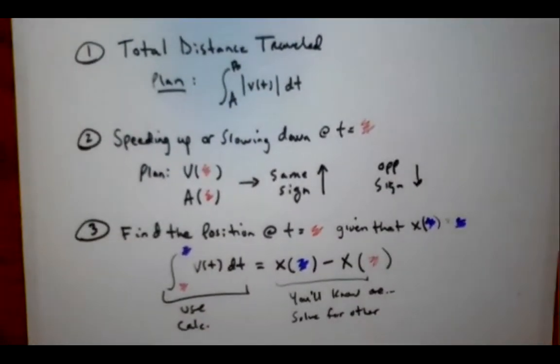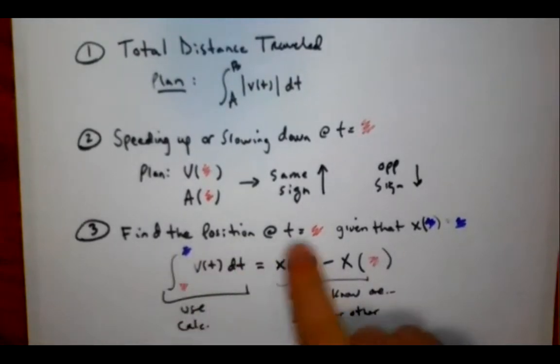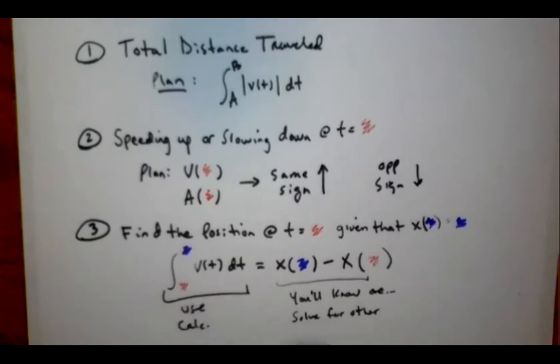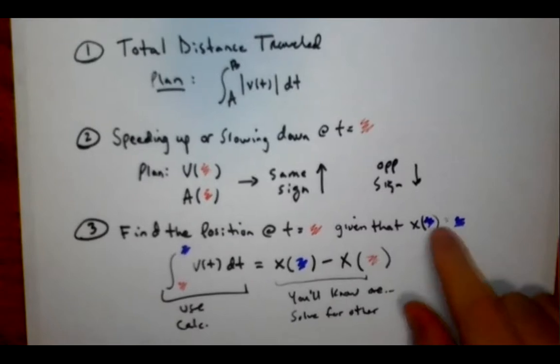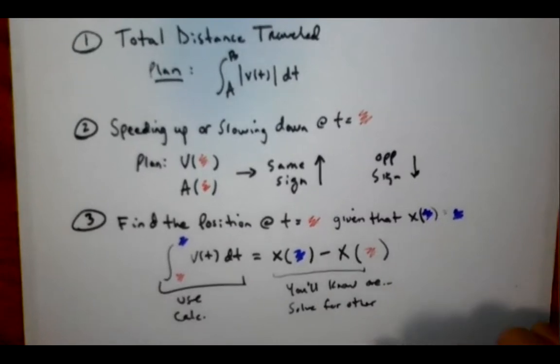Can you explain the part where you solve for the other one? Yeah, so it's going to say find the position at t equals the red bound, just for the sake of my explanation, given that usually this piece right here is up at the top of the problem in the directions, the blue bound they give you.